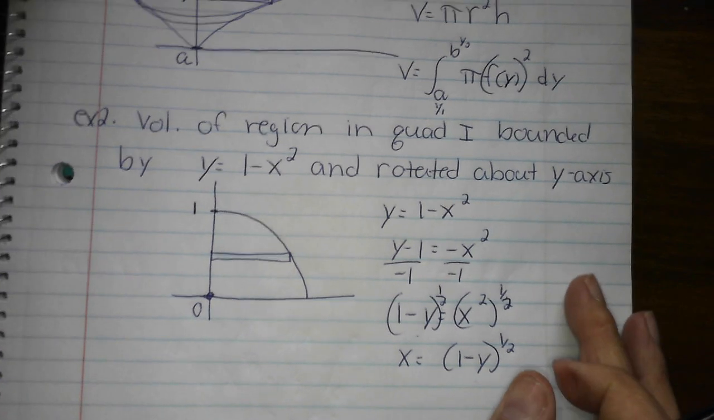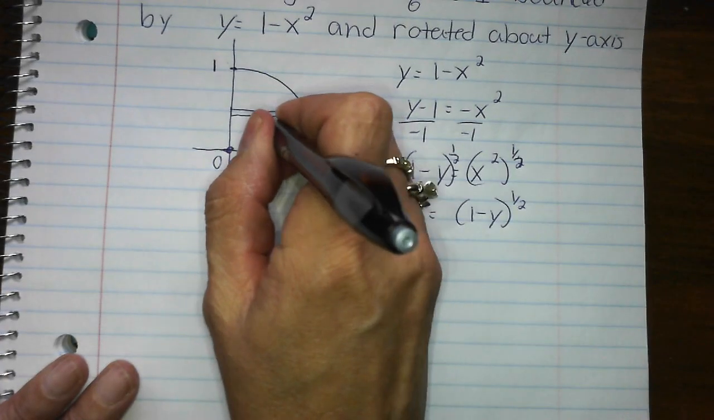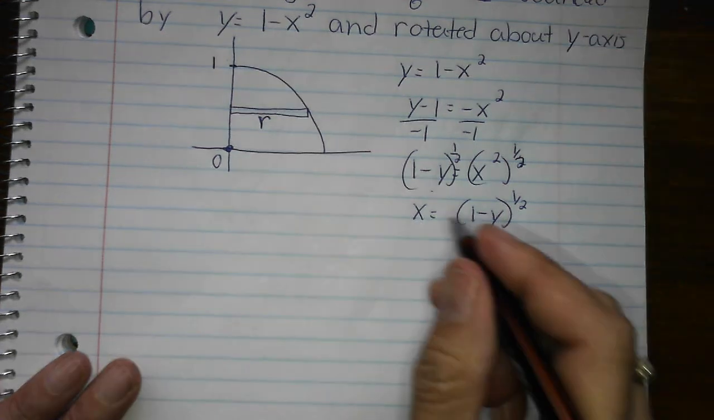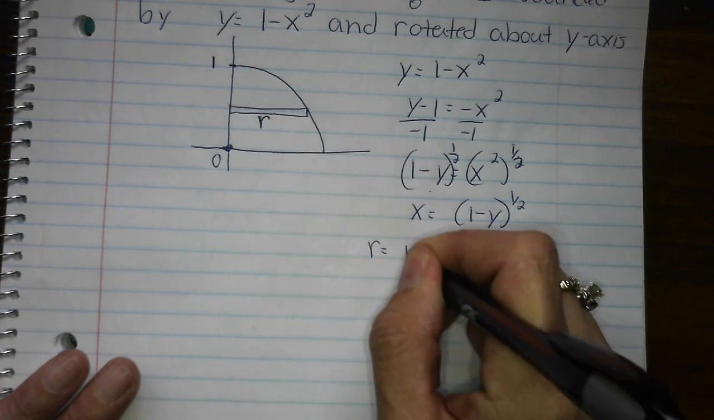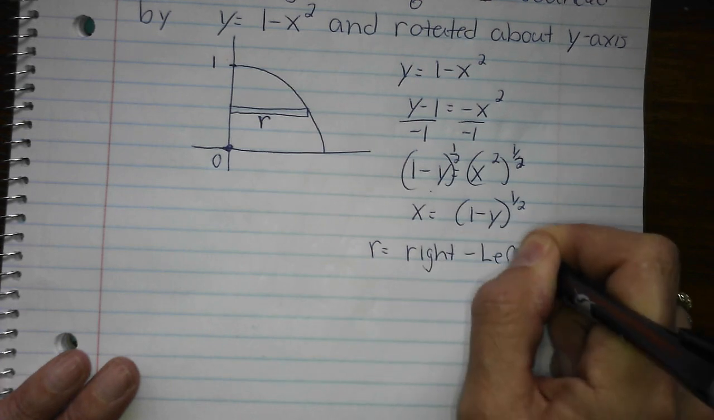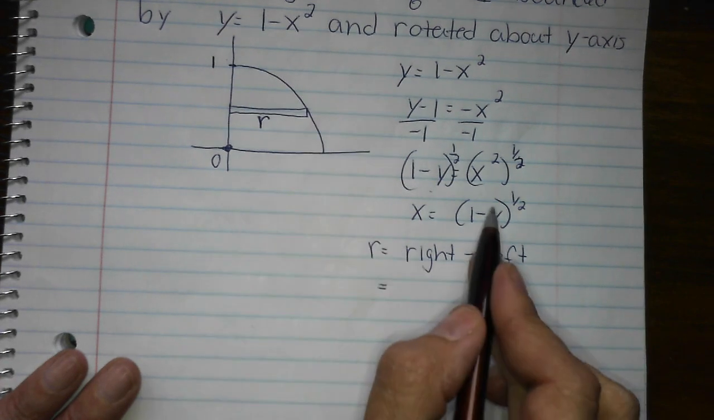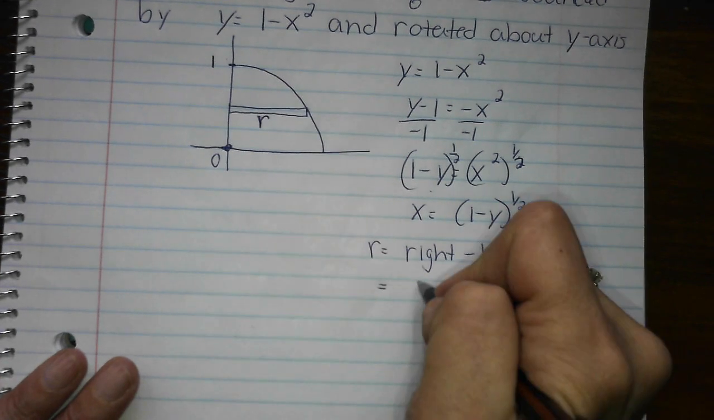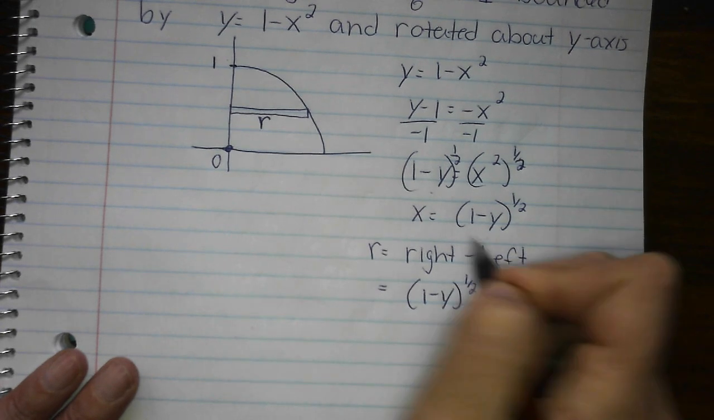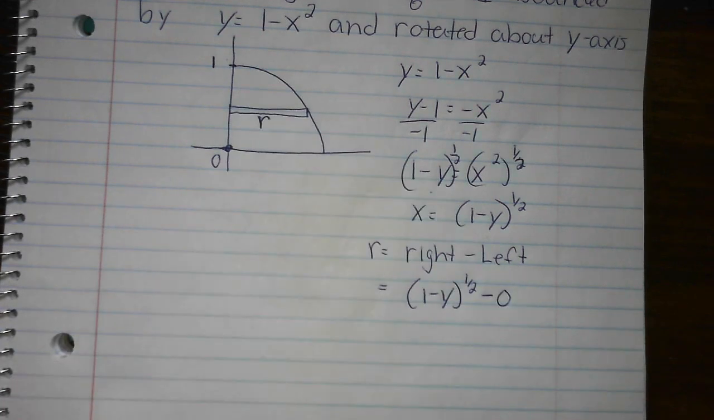All right. That means our radius is right minus left. Eventually, this is going to get a little more challenging. The right side is determined by my 1 minus y to the 1/2. The left edge is 0. And now I'm ready for my volume formula.